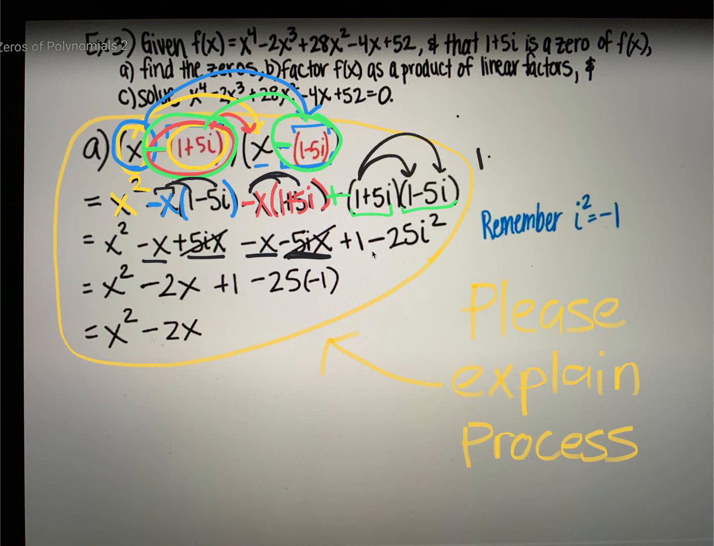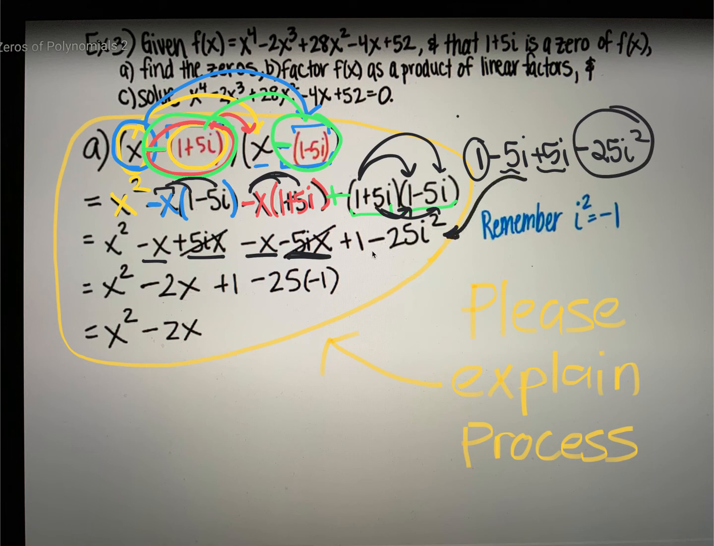1 times negative 5i is negative 5i. 5i times 1 is a positive 5i. And 5i times negative 5i will be a negative 25i squared. You can see these middle terms cancel because this is really the difference of two squares right there. So it ends up being just a 1 minus 25i squared. So that's what they have written down there.